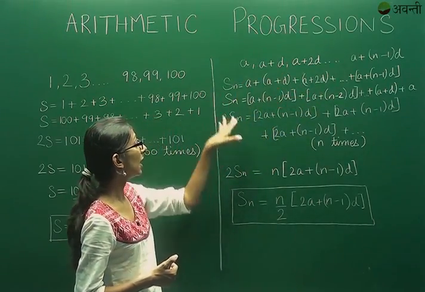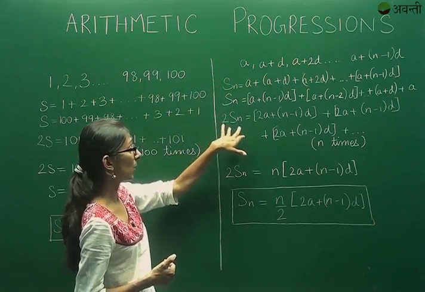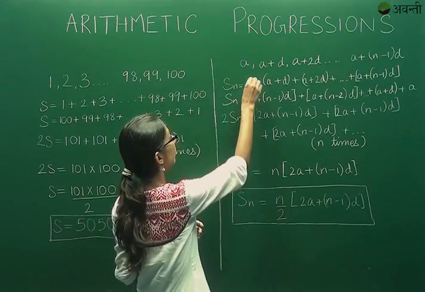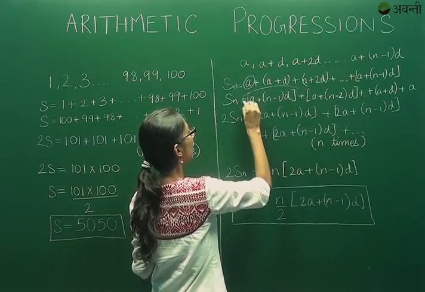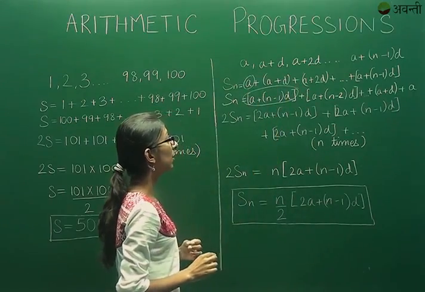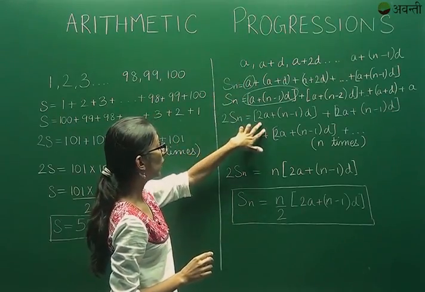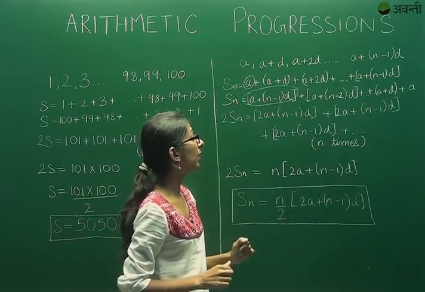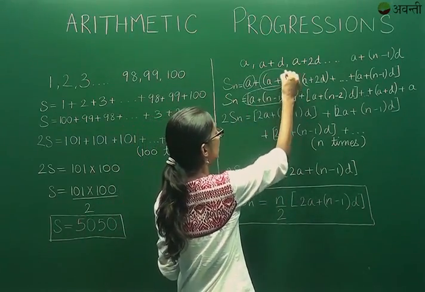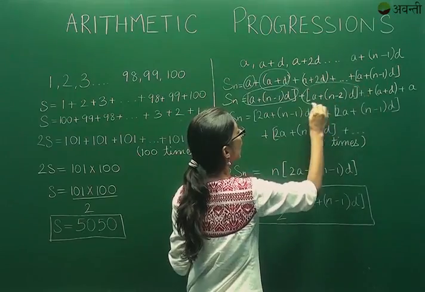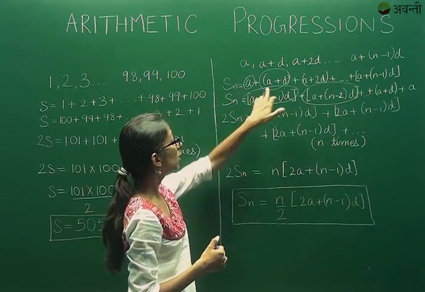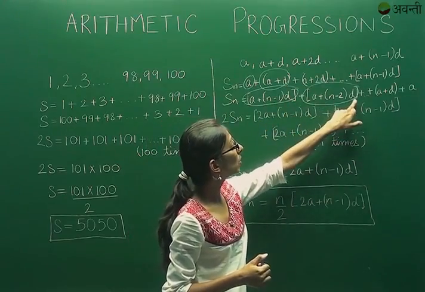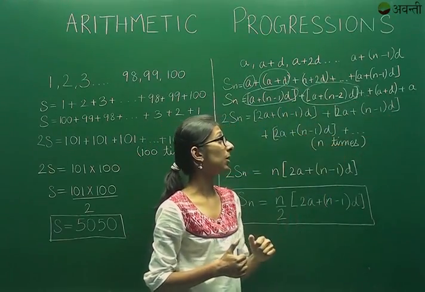On the left hand side, I'll get Sn plus Sn, that is twice Sn. On the right hand side, let's see what happens. If I add a and a plus n minus 1 into d, I'll get a plus a, 2a, and then n minus 1 into d. The next pair of terms, what will it give me? I have a plus d and a plus n minus 2 into d. So again, a plus a will give me 2a and d plus n minus 2 into d will give me n minus 1 into d.